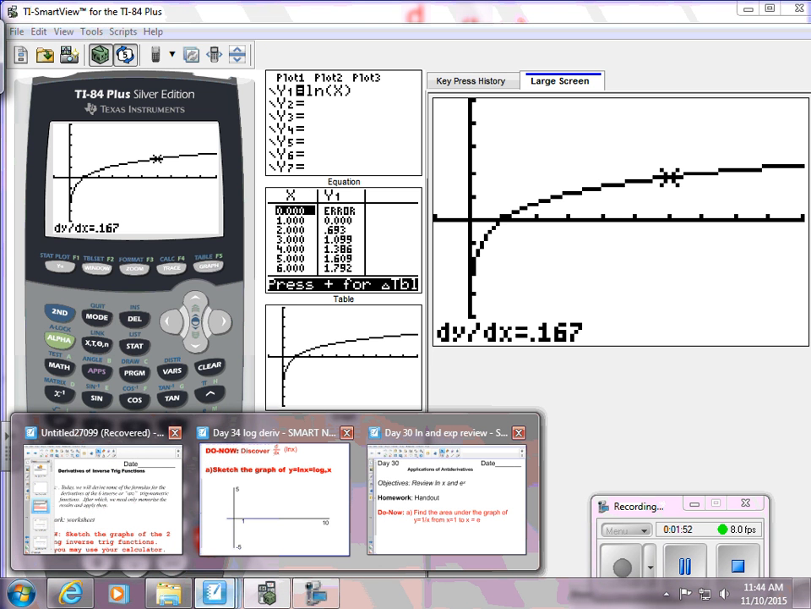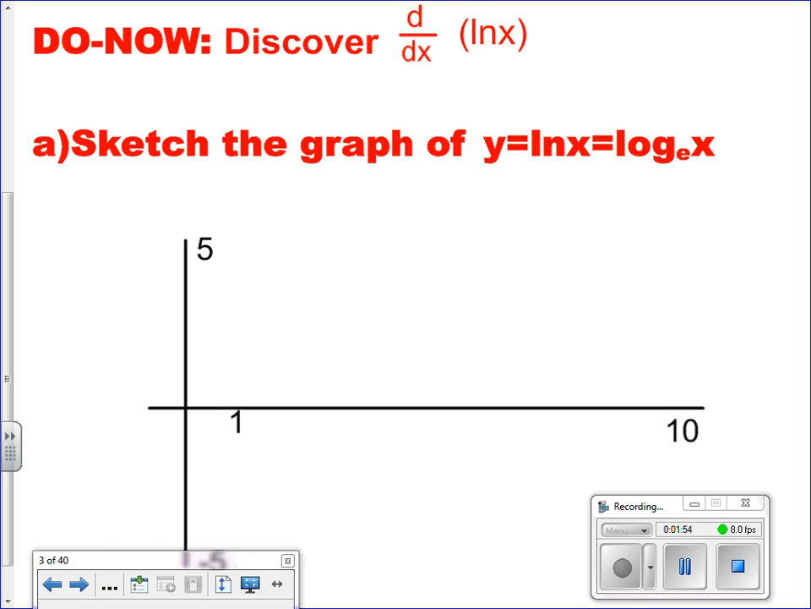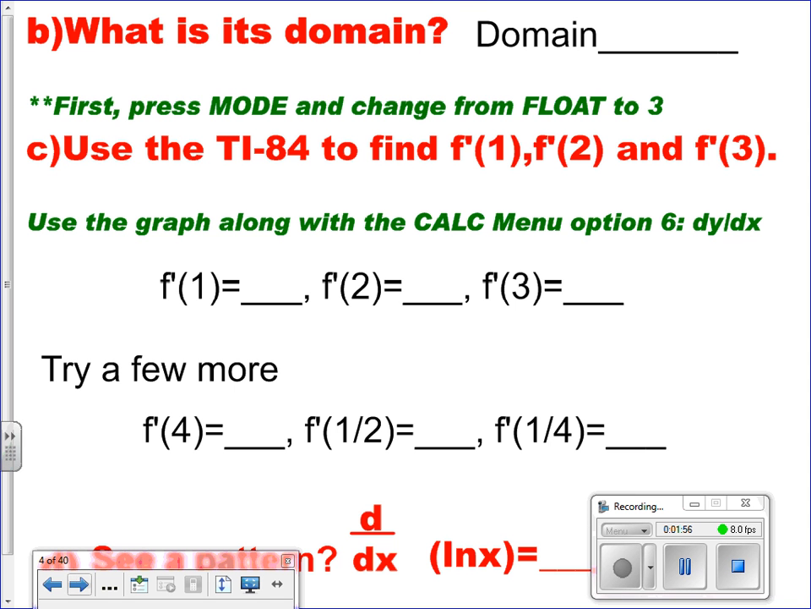So you're going to sketch your graph. You're going to see if you can figure out the domain. You're going to find the derivative at all these different x values, and see if you can see a pattern, because we're trying to figure out what the derivative of ln of x is. So we're going to look at the derivative of the ln of x at 1, 2, and 3. See if you see anything in there. And I'm going to check homework.